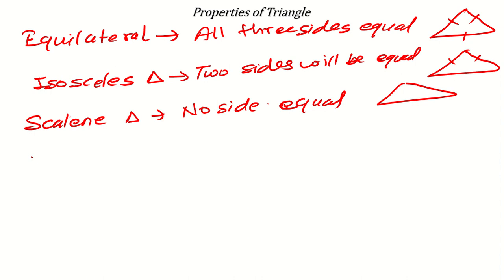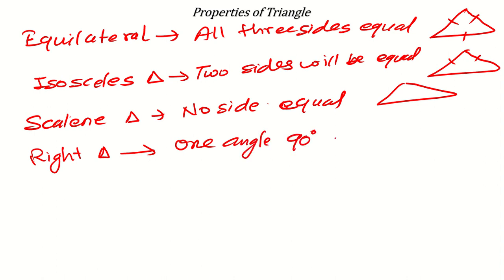Now another can be right triangle. Right triangle means one angle 90 degree. One angle should be of 90 degrees. So it will look like this, and here like this. Like this you can have, and based on the angles also we have.